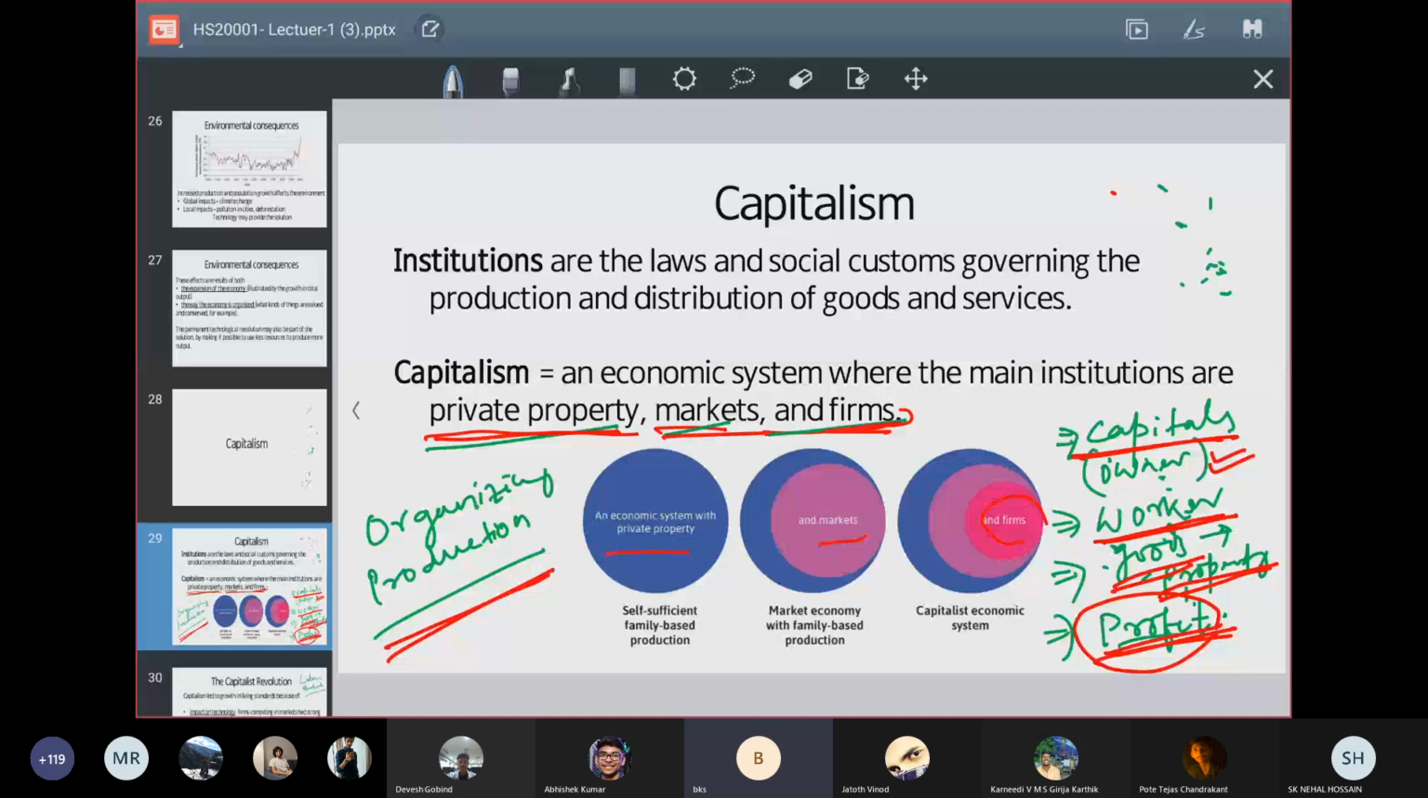Theft and gift are different from markets basically in three ways. One is reciprocity, the other is voluntariness, and the third is competition.